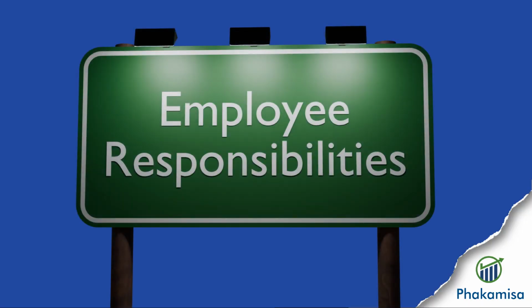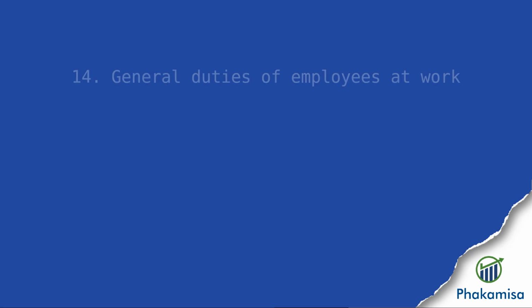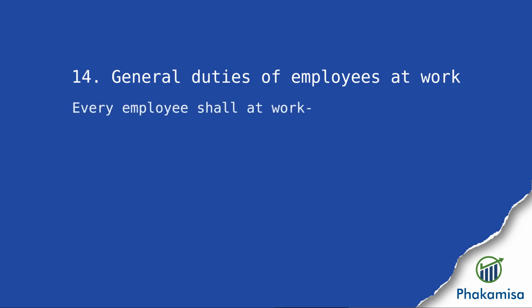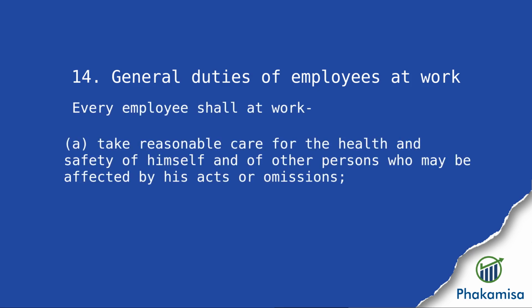Welcome to the section where we're going to be discussing the general duties of employees at work. So what are the employees' responsibilities in terms of health and safety? This is covered in section 14 of the Occupational Health and Safety Act, and it starts off with: every employee shall at work take reasonable care for the health and safety of himself and of other persons who may be affected by his acts or omissions. So in other words, you're responsible for your own health and safety while at work.